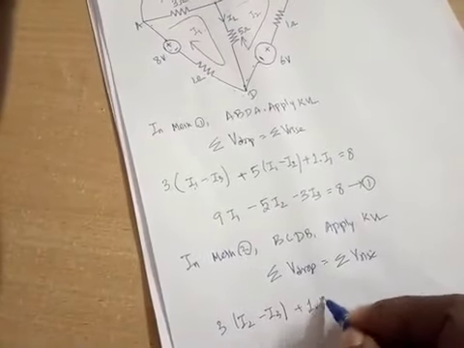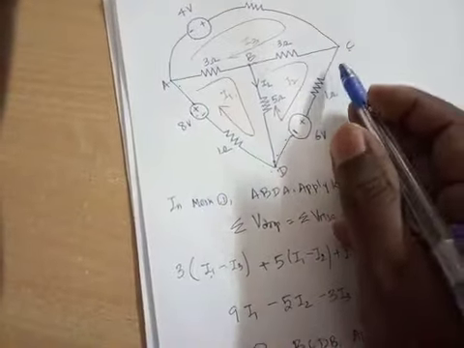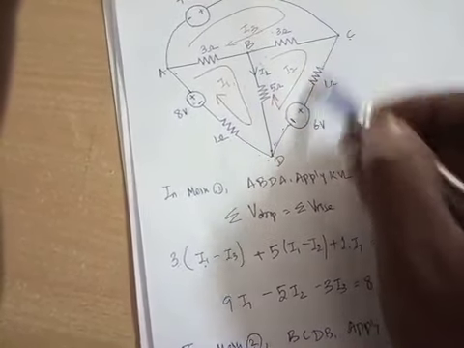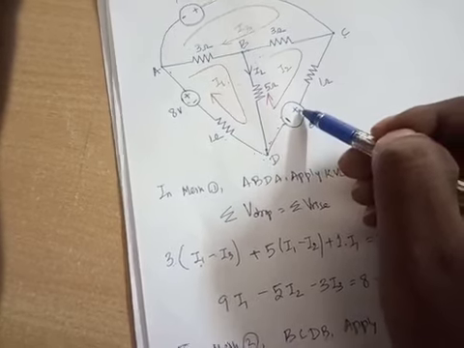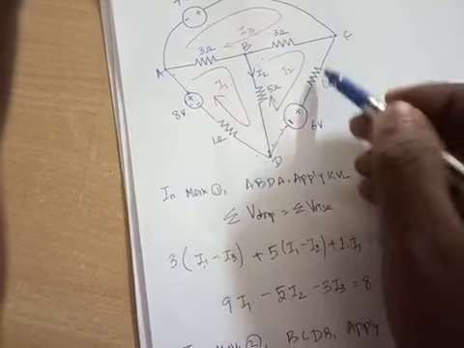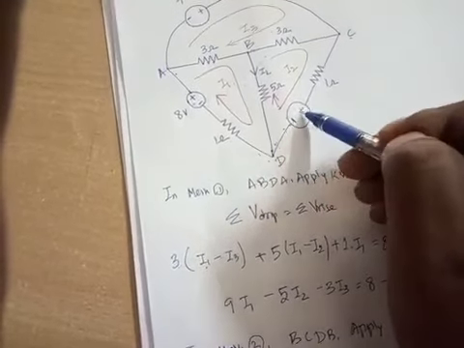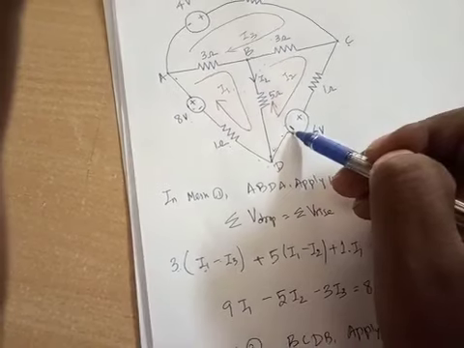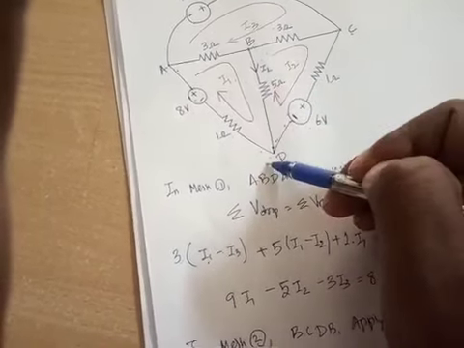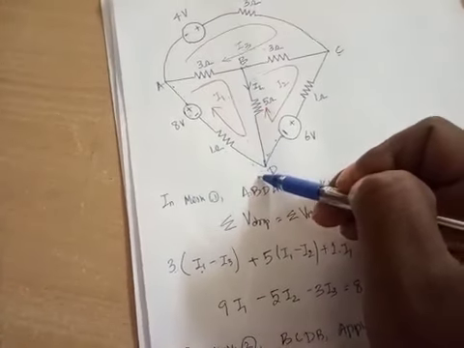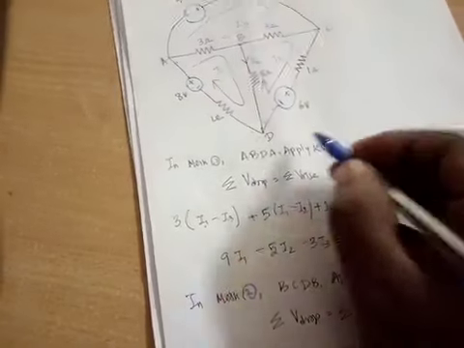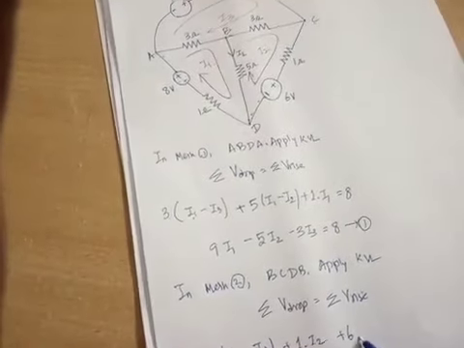So plus 1 into I2. One more element, the 6 volt battery or voltage source. From C to D, the current first meets the positive terminal, then the negative terminal, so current flows from positive to negative. Positive means higher potential, negative means lower potential. Current flowing from higher to lower potential is a potential drop, so you should write 6 volt under the potential drop.